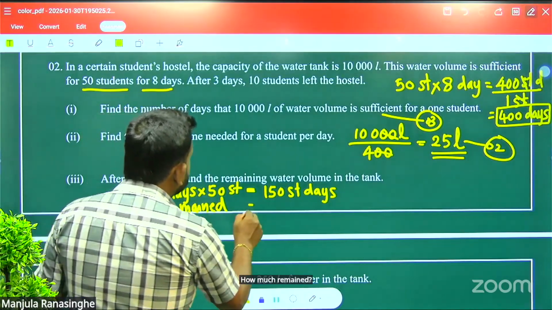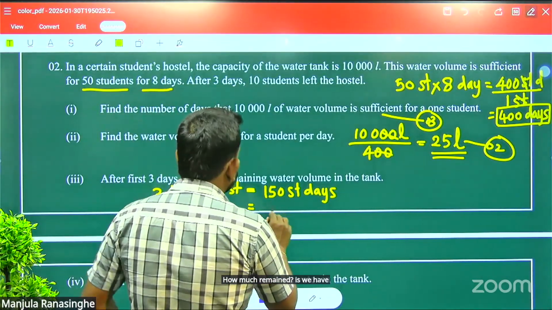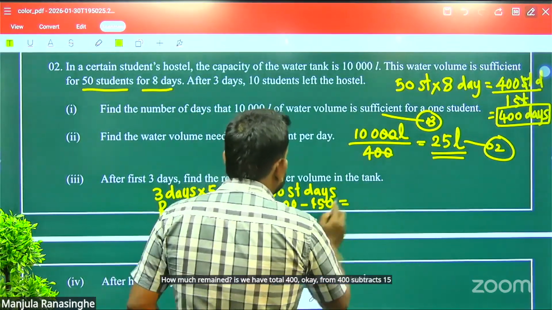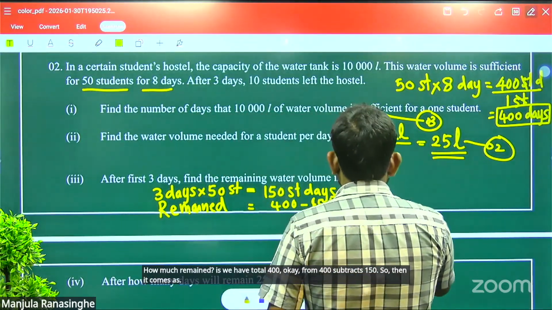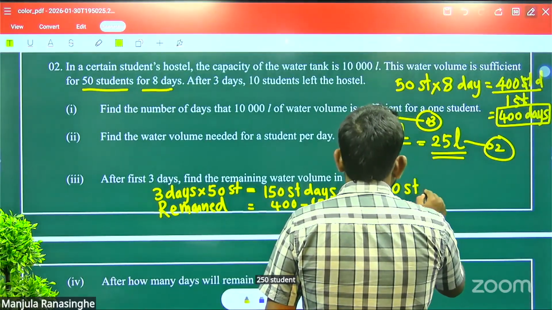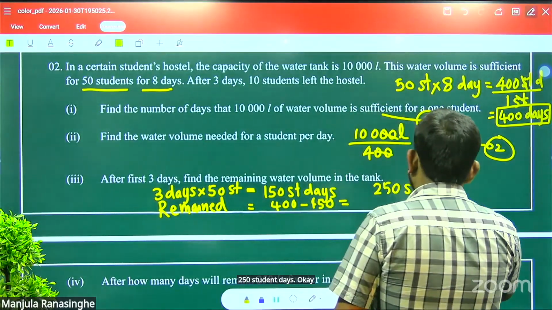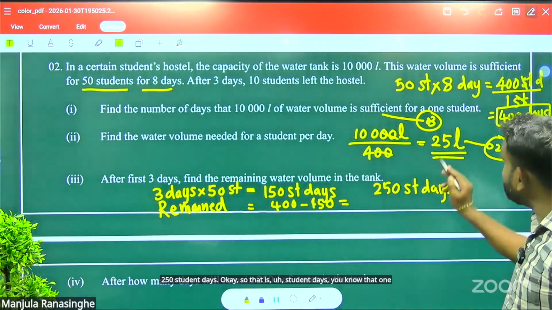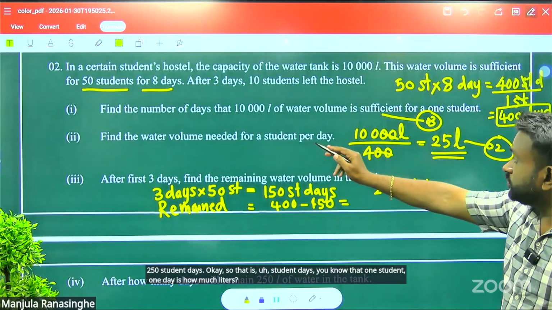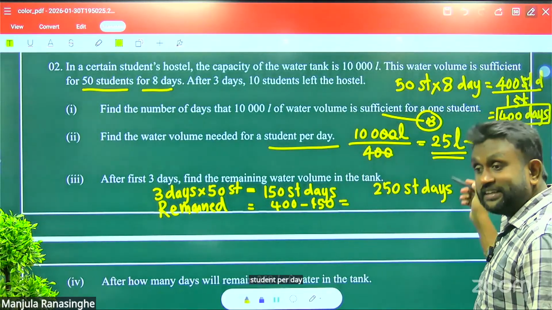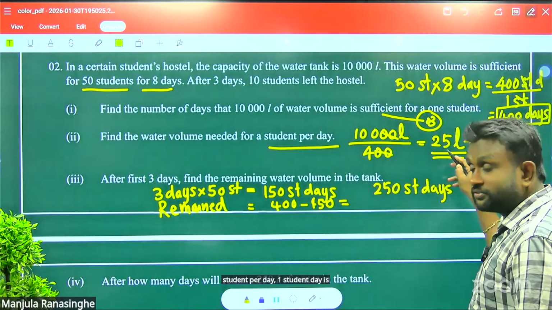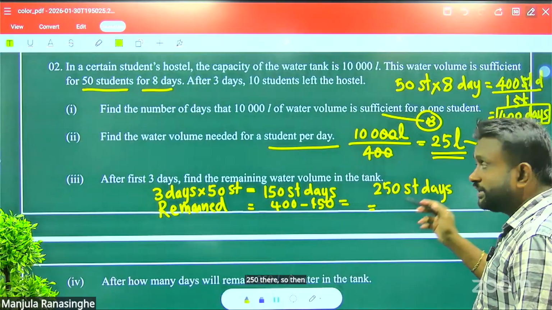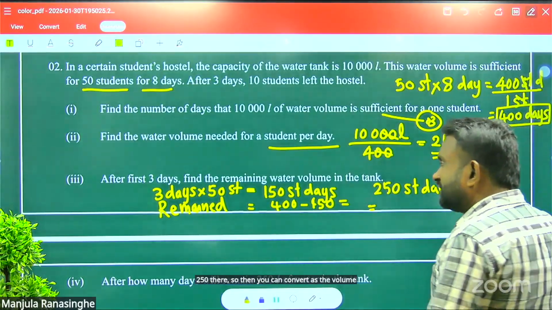The remaining is, we have total 400. From 400 subtract 150, so then it comes as 250 student days. Okay, so that is student days. You know that one student one day is how much liters? One student day is 25 liters. So how many student days are there? 250 there. So then you can convert it to the volume in the tank.